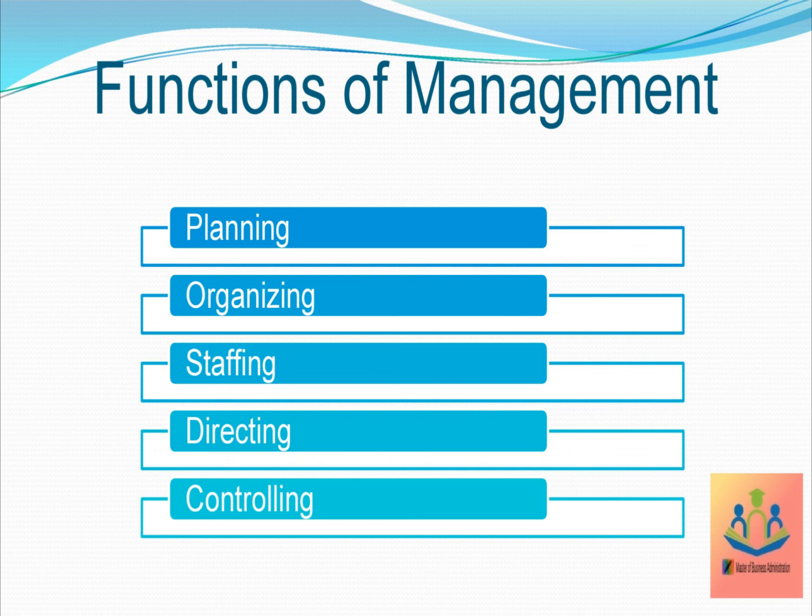5. Controlling. After the other elements are in place, a manager's job is not finished. He needs to continuously check results against goals and take any corrective actions necessary to make sure that his area's plans remain on track. Now we learn about managerial skills.